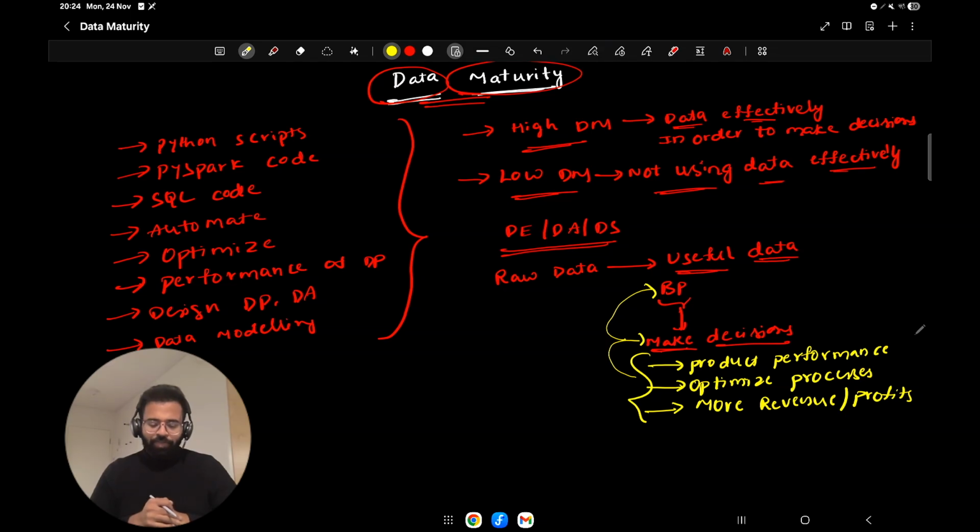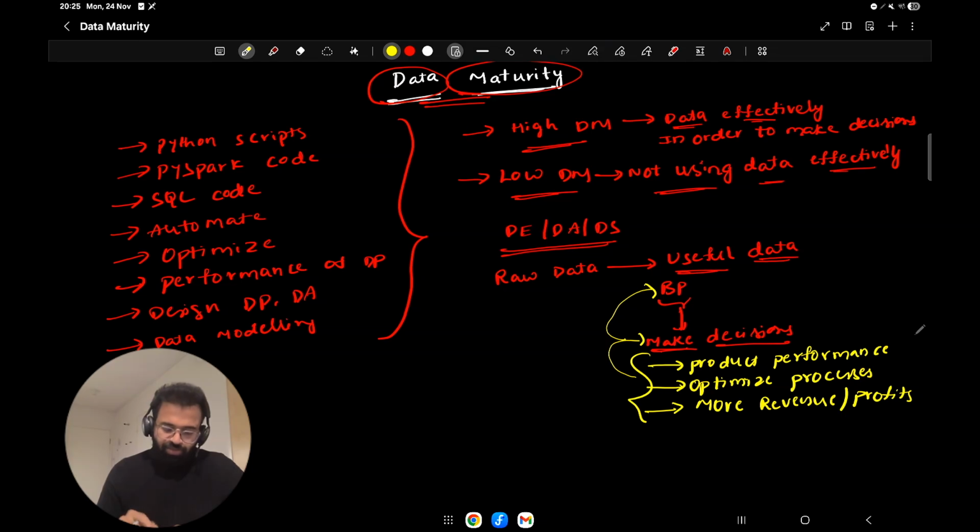Okay. And then we can say the companies have a high level of data maturity when they are using the data effectively to make better decisions and get value out of the data, right? And then we can say that a company has a relatively low level of data maturity when they are not able to use the data effectively to make better decisions. So that is about data maturity.